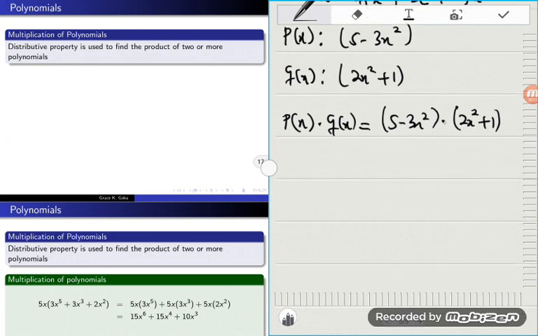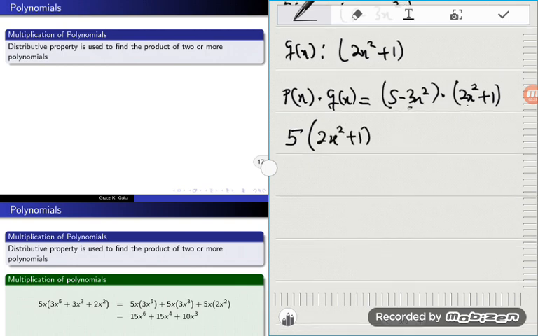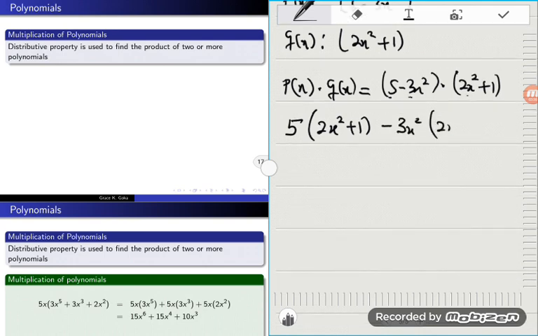So multiplication uses the distributive property. It means multiply each and every term of the first polynomial by each and every term of the second polynomial. So we pick the first term of the first polynomial, which is 5, and multiply by the second polynomial, which is 2x squared plus 1. Pick the second term of the first polynomial, which is minus 3x squared, and multiply by each and every term of the second polynomial, which is 2x squared plus 1.